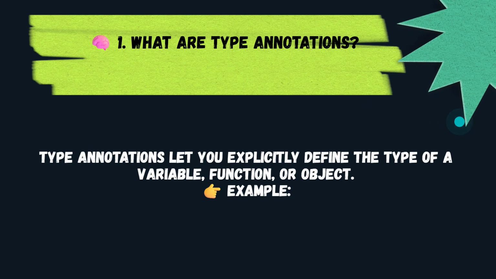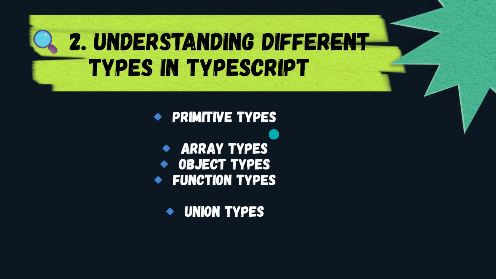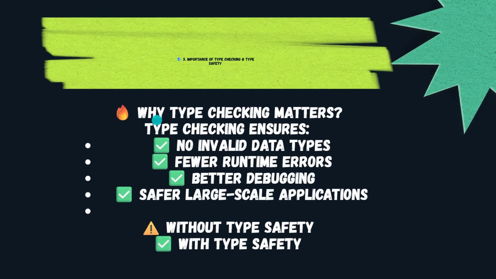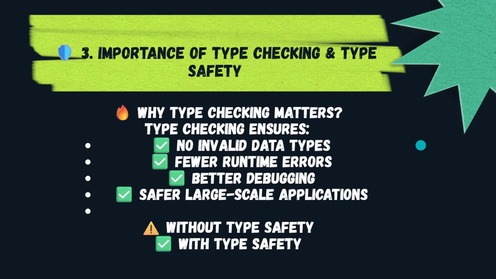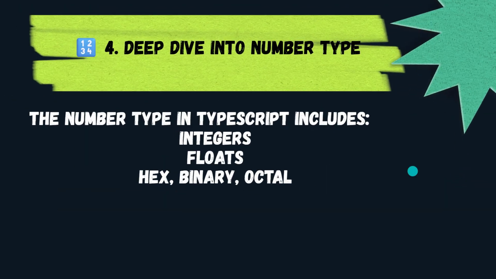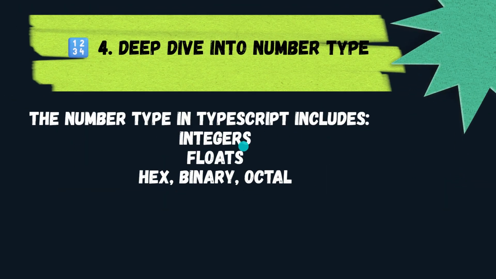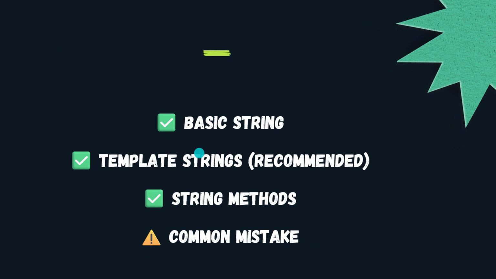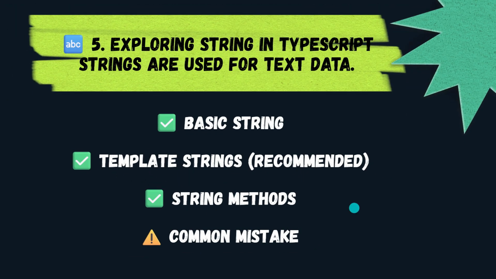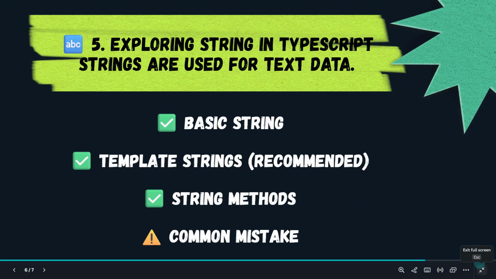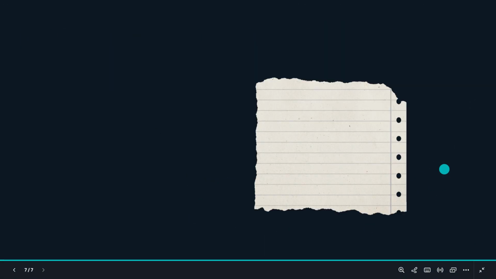What are type annotations? Explicitly define the types, then primitive types, array types, object types, function types, union types. The next one is about type checking. Okay, no invalid data types, fewer runtime errors, easier, better debugging, without type safety, with type safety. The number type in TypeScript: integer, float, and then here basic string, template string, then string methods, common mistakes. So that is enough for annotations. So thanks for watching. I will see you in the next lectures.